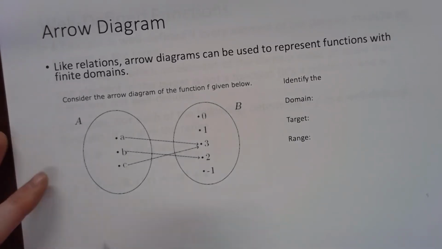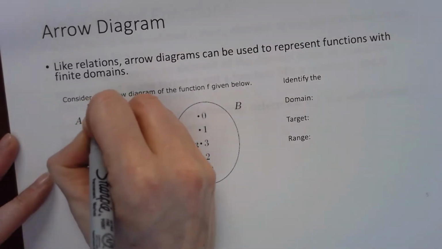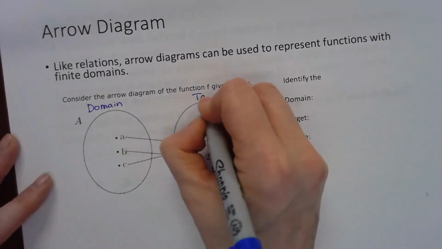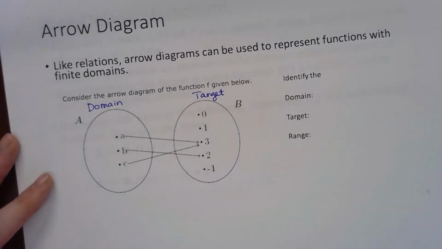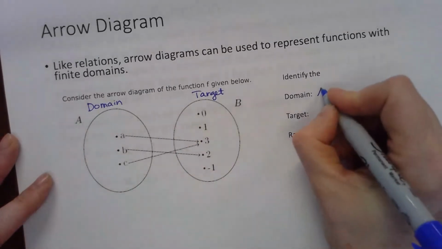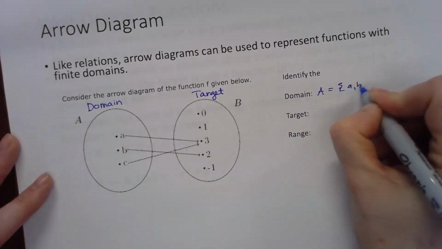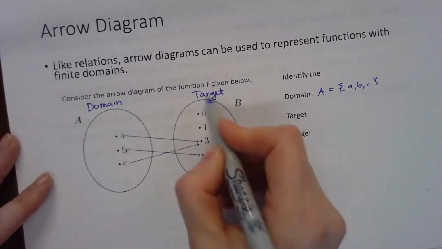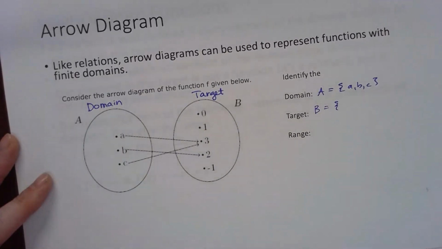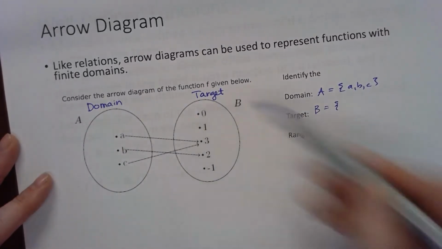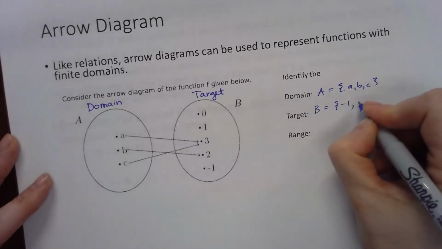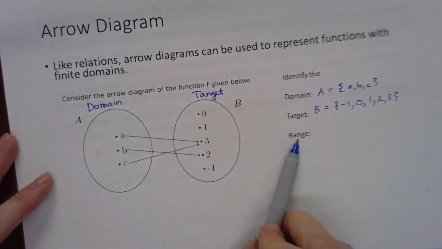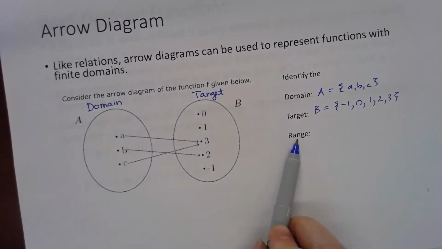So when we draw this, over here is going to be our domain. This big group over here, this is our target. Our domain is the set A, that includes all of these elements, A, B, and C. The target is this whole set, the set B. It includes -1, 0, 1, 2, 3. I'm going to just put them in numerical order. But the range is the only actual outputs that are produced.